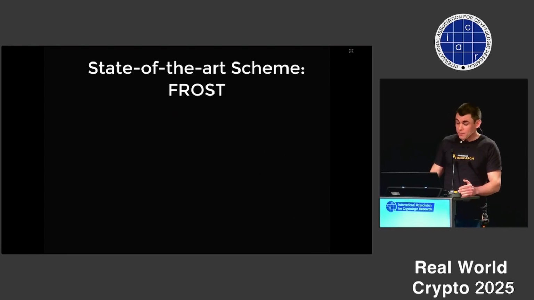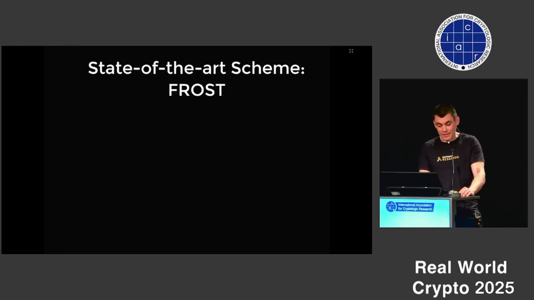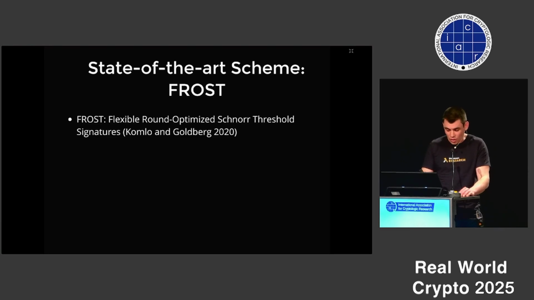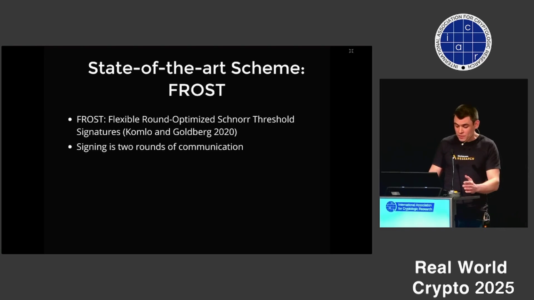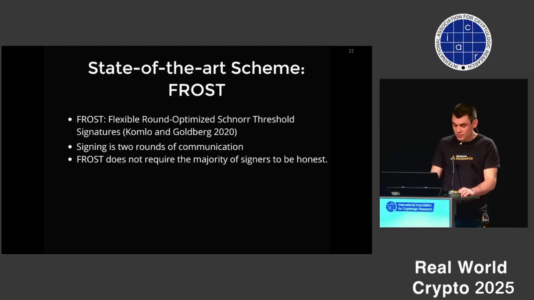The state-of-the-art scheme for Schnorr-compatible threshold signing is FROST. FROST stands for Flexible Round-Optimized Schnorr Threshold Signatures, originally proposed by Komlo and Goldberg, and since refined by several follow-up works. Round optimized here means that FROST only needs 2 rounds of communication for signing, and crucially, FROST does not require the majority of signers to be honest. So it supports dishonest majority settings for unforgeability.